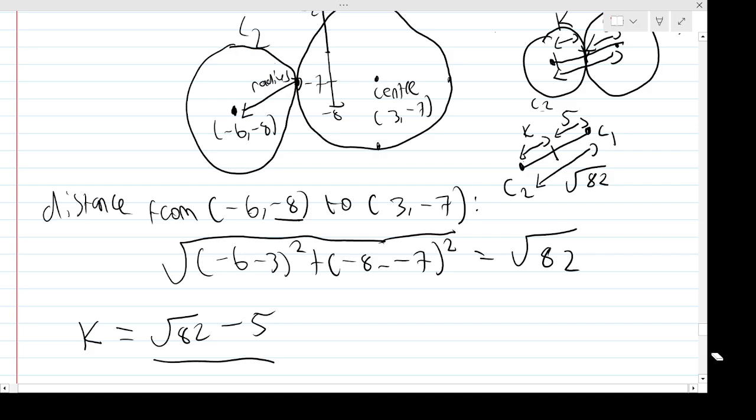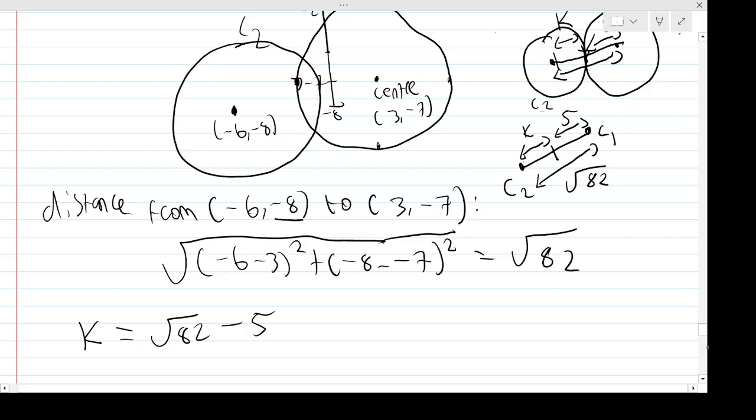That means they intersect once, as you can see there. And we saw that if we increased the radius to be more than that, that ensures that we get 2 intersection points, which is what we want. So K has to be bigger than root 82 minus 5.